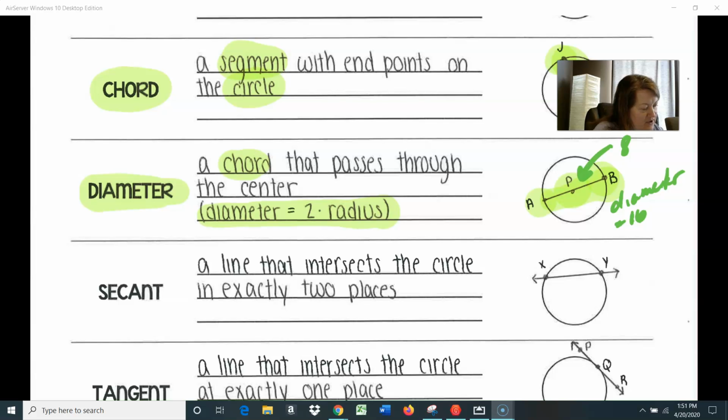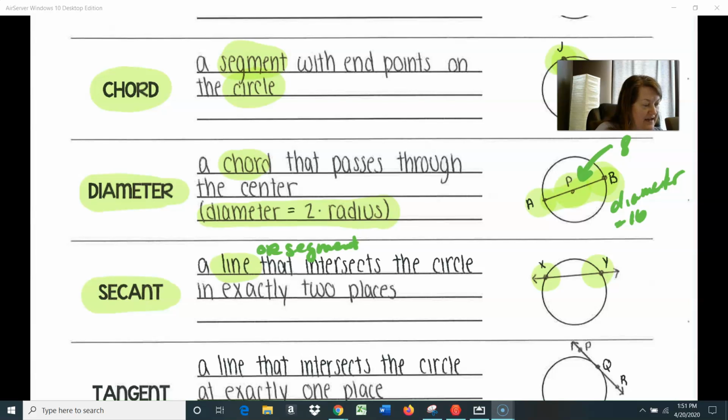Okay. All right, next one, secant. So a secant could be a line, and I'm also going to say it could be a segment. Okay, and this is a line or a segment that goes through exactly 2 places. So we have X and Y as my 2 places. Now, if it stopped at X and Y, that's a chord. If it goes through X and Y and it goes through the circle and continues on, it's called a secant.